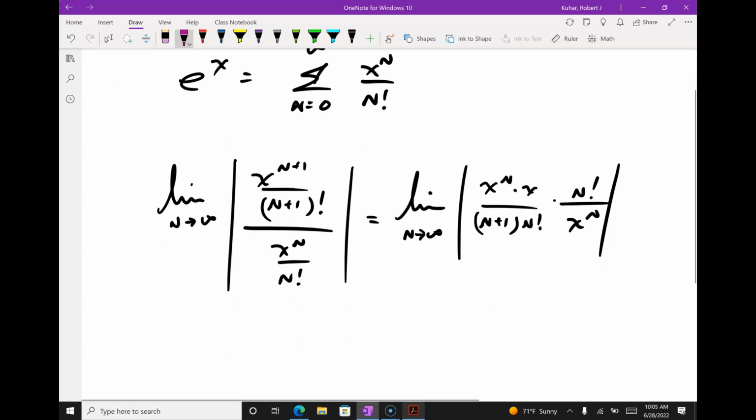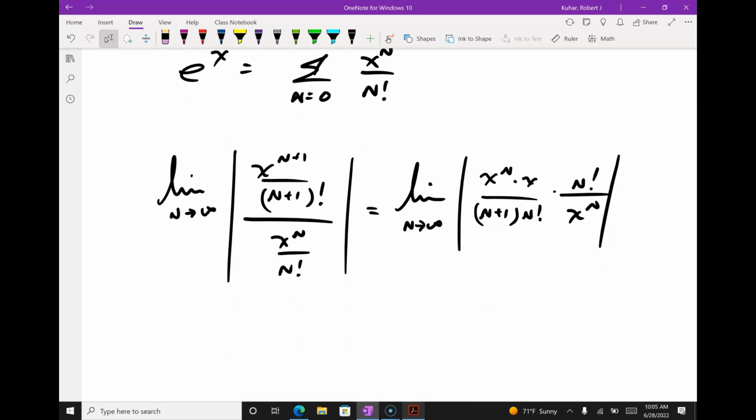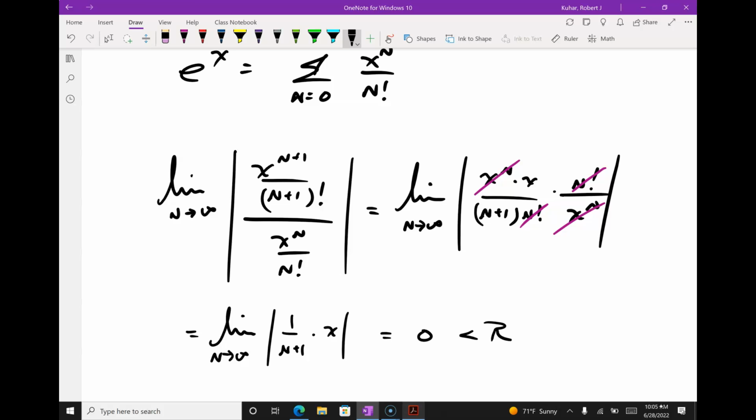Make sure you're okay there. So the x to the n's go away, the n factorials go away, and I'm looking at the limit of 1 over n plus 1 times x. And of course that limit is 0, right? So if I'm going to get a radius bigger than 0, not a problem. Any radius will do.